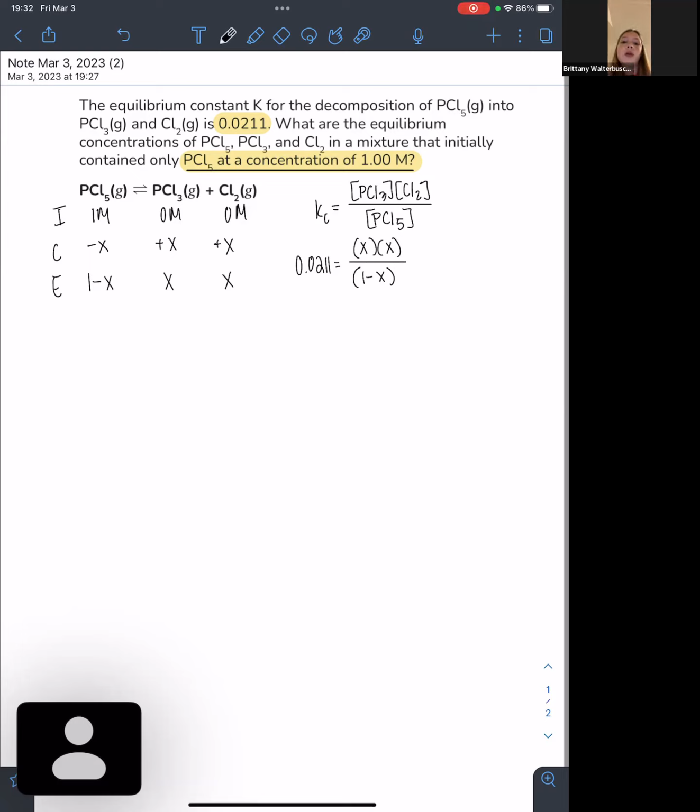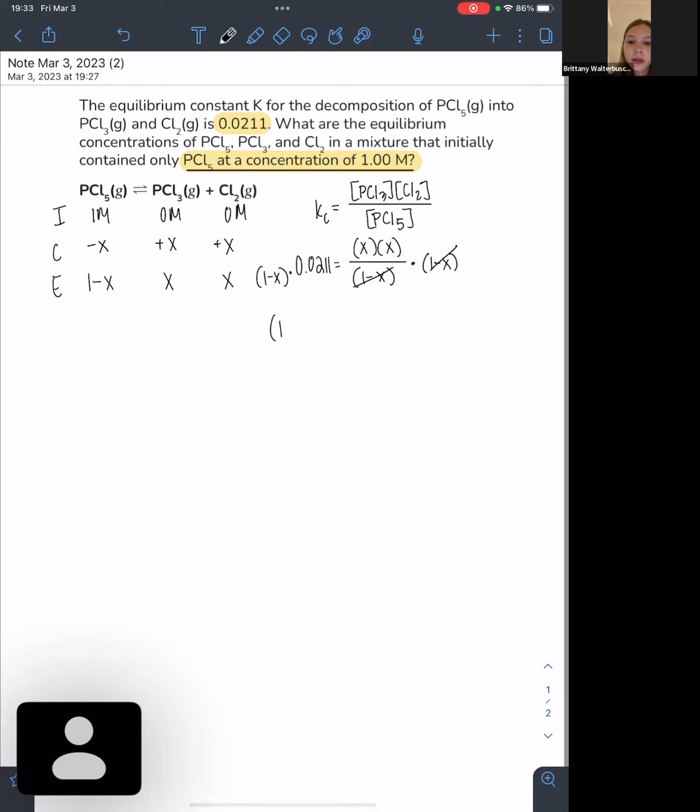So now this is where we have an equation where we're trying to find what X is, because X will help us determine what those different X variables in our table represent, and that will give us our equilibrium concentrations for those different products and reactants that we're trying to find. So we're going to be using algebra from here to solve for our X value. On the right side, I am just going to multiply by 1 minus X to cancel out this denominator. And I'm also going to do the same on this side, 1 minus X multiplied by this 0.0211.